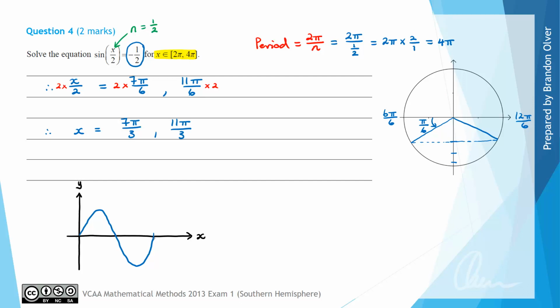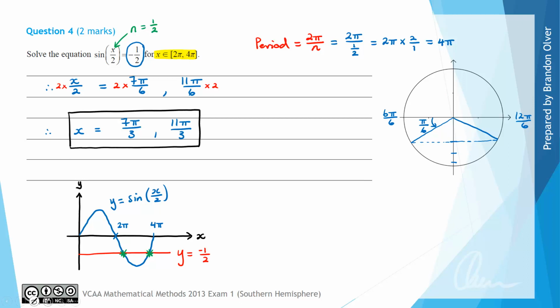That means this graph takes 4 pi to do one full cycle, which means this position here is 2 pi. If that is y equals sine of x on 2, and we also sketch on y equals negative a half, which is in this position here, we can see there are only two solutions, here and here, that we are looking for, and they are in fact 7 pi on 3 and 11 pi on 3. So they are the values we were required to find for this question.